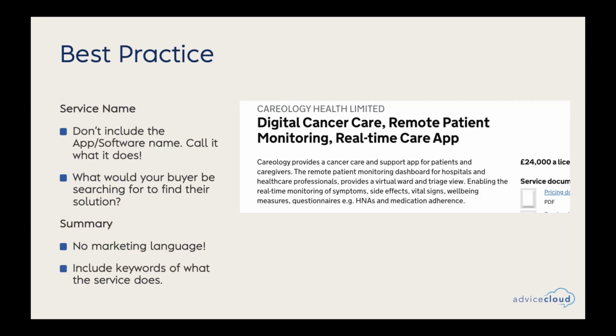So first of all, in terms of best practice, we're going to take you through what we think is a really great listing from a company called Careology. The first thing is the service name. You have what we call the front end, with a maximum of 260 searchable words, to make sure that you come up on return in search. So try not to include the app or software name. Call it by what it does, because the buyer isn't going to be searching for your solution name. They can't do that legally and make that a procurement. So they're going to be looking for digital cancer care or remote patient monitoring or real-time care. That's the first thing you'll be looking for.